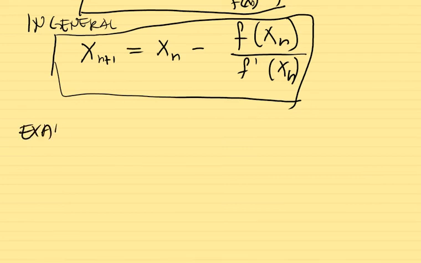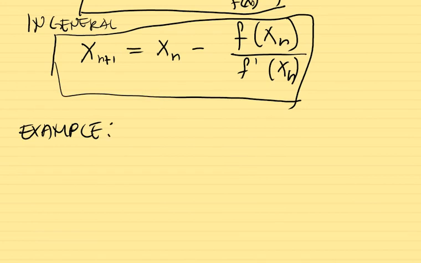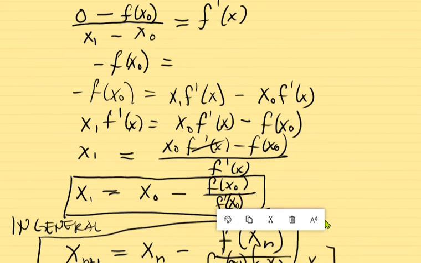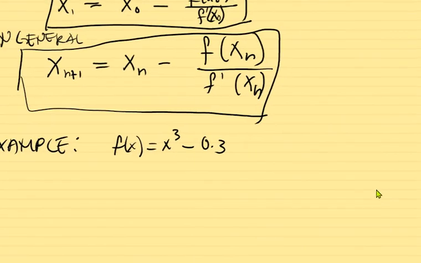Now let's try to solve our previous example using Newton-Raphson. Our previous example was f of x equals x cubed minus 0.3. We already know the true value of this one. We already solved this one before, and our true value, up to 4 significant figures, is x equals 0.6694.